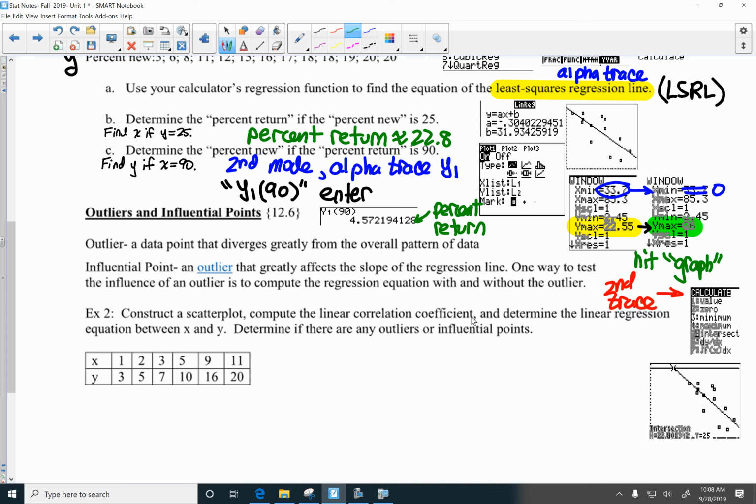All right, so an outlier. So this is just analysis of the data set, right? An outlier is a data point that diverges greatly from the overall pattern, right? So anything that looks too far out of whack is going to be an outlier.